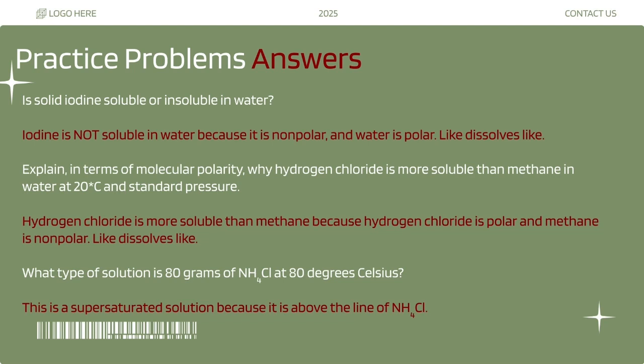so like dissolves like. What type of solution is 80 grams of NH4Cl at 80 degrees Celsius? This is a supersaturated solution because it is above the line.